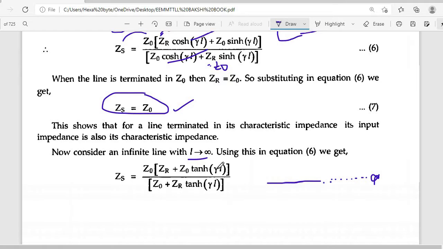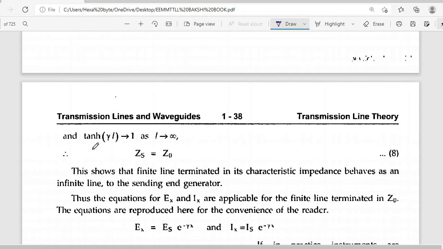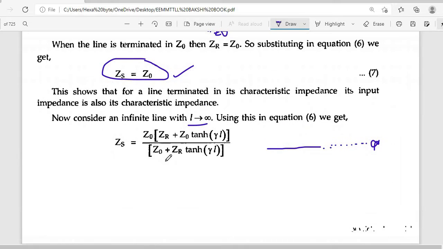Tanh γL is said to be 1 where L is said to be infinity. L is going to be infinity, so this tanh hyperbolic function is going to be 1. So in the sense here, Z0 plus ZR, this is Z0 plus ZR, this is Z0 plus ZR, this gets cancelled.